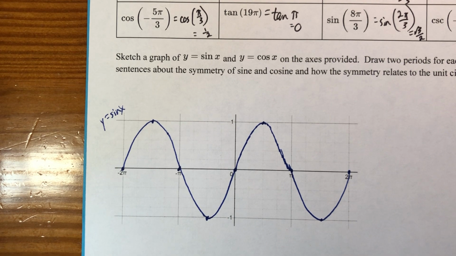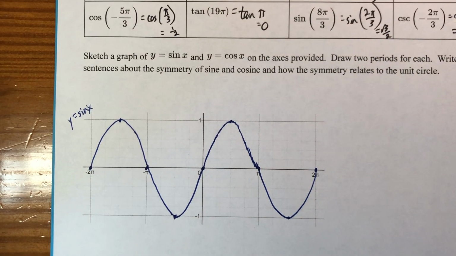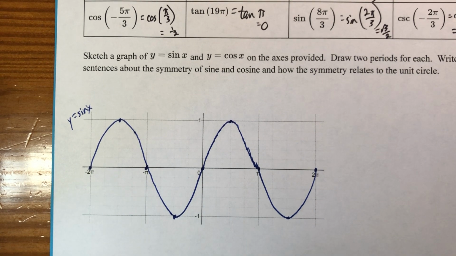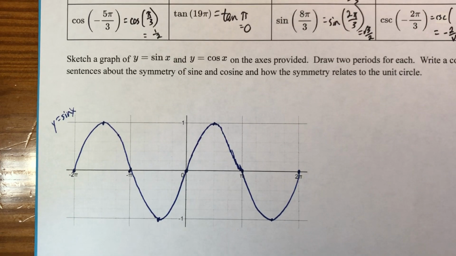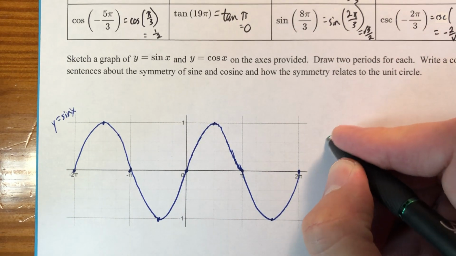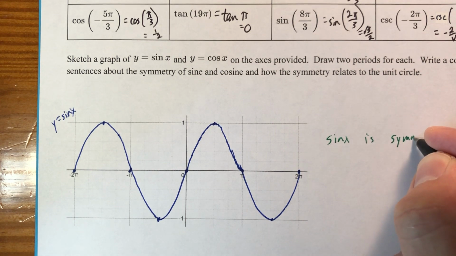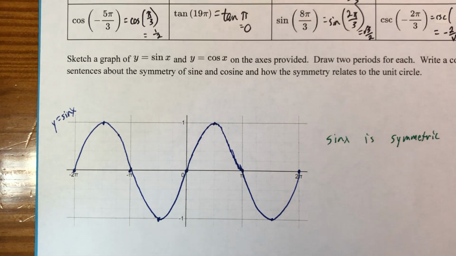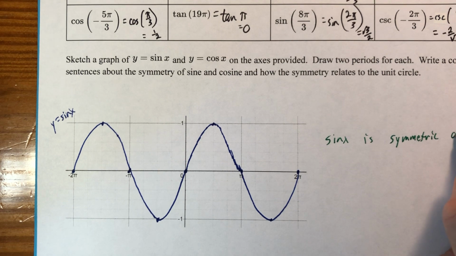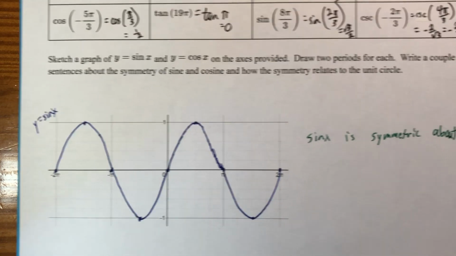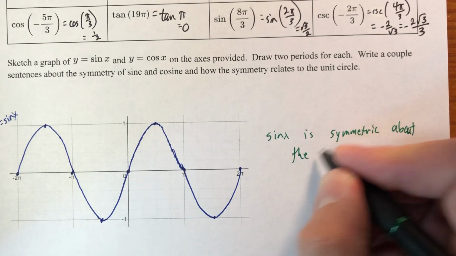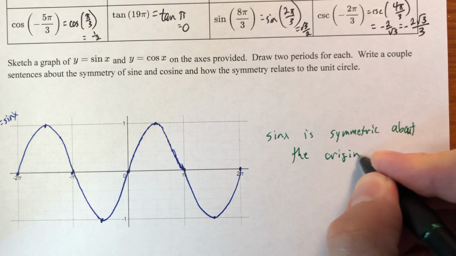There we go. All right, let's talk about symmetry. Is there any symmetry? It may not look symmetrical, but we call this symmetry, and I'm going to write it in green because I feel like it. This is symmetric about the origin. Sine x is symmetric or symmetrical, I think grammatically either one works, I might be wrong, about the origin, and here's what that really means.